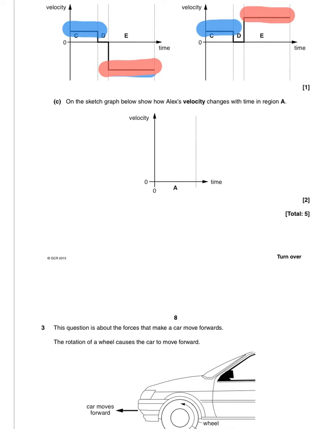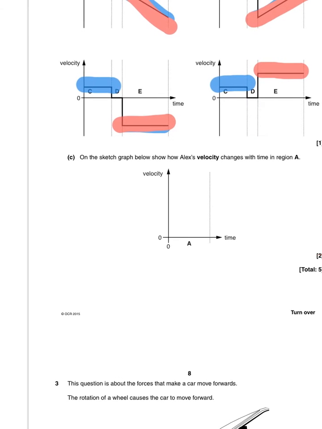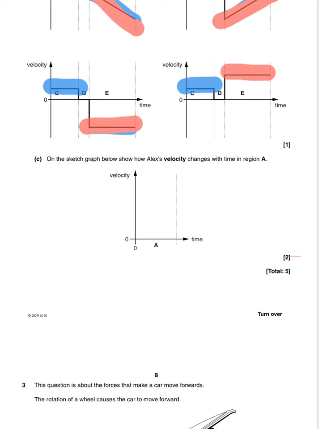And then here we've got to sketch how Alex's velocity changes with time in region A. So very straightforward, but it is worth 2 marks. So we're probably going to have to do something that justifies 2 marks, because they don't give 2 marks away for free. So you're going to have to really think carefully about region A. What's happening to the velocity? I think before we said it was accelerating. Okay, so how can we represent that? And we can also think about, does it start at 0 and time 0, because that might be something to consider.